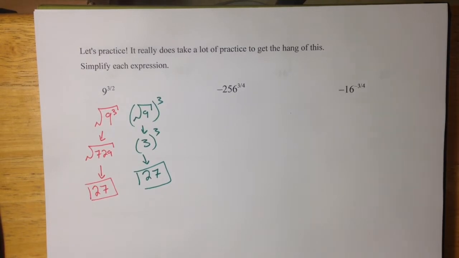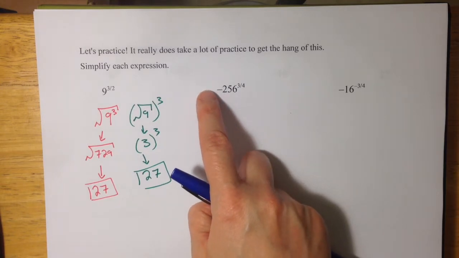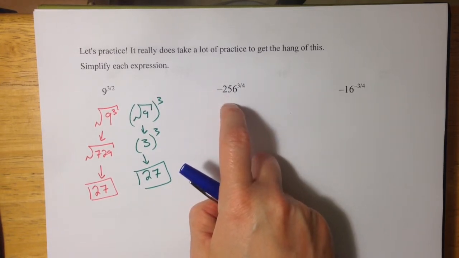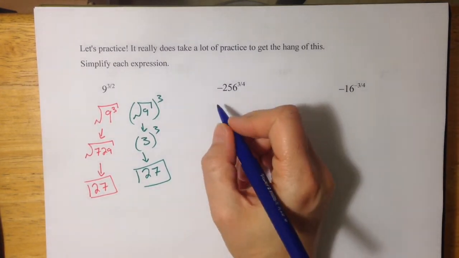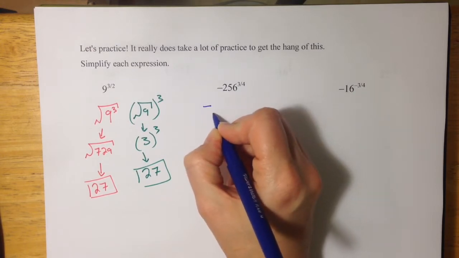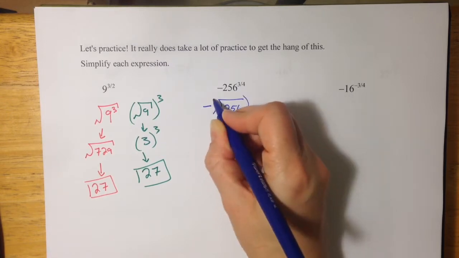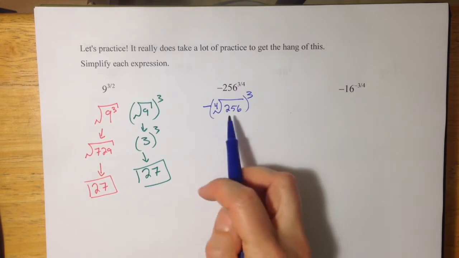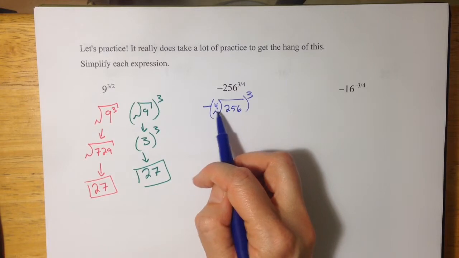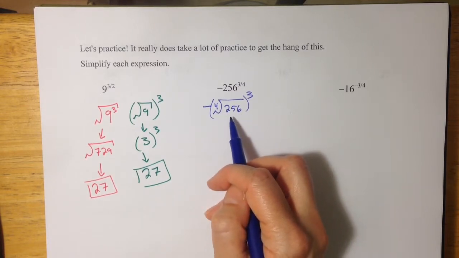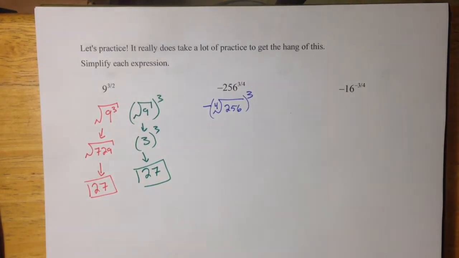This second problem says negative 256 to the 3/4. Now notice that it's not negative 256 in parentheses to the 3/4, which means that that negative is not under the radical. So I'll go ahead and rewrite this with a radical as negative the 4th root of 256 cubed. I'm going to write it this way with the cubed all the way on the outside because I think it'll be a little bit easier to find the 4th root of 256 than to cube 256 and then find the 4th root. Whatever I end up with though, my answer will be negative.